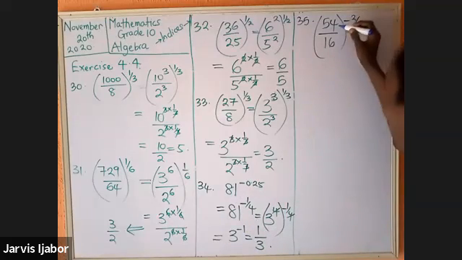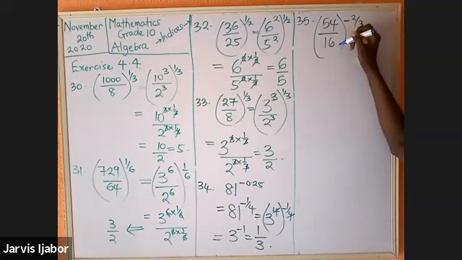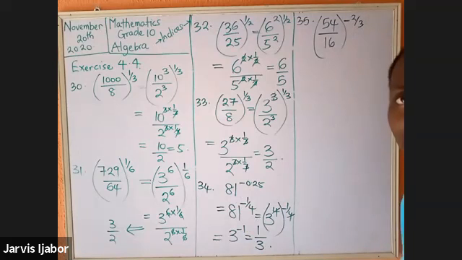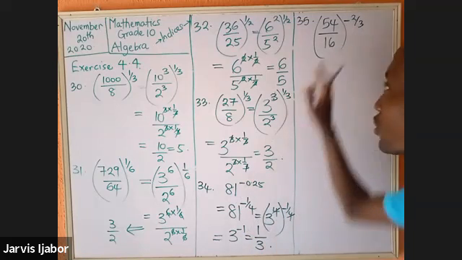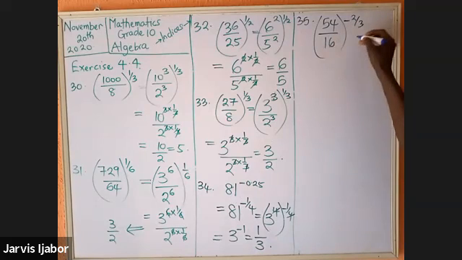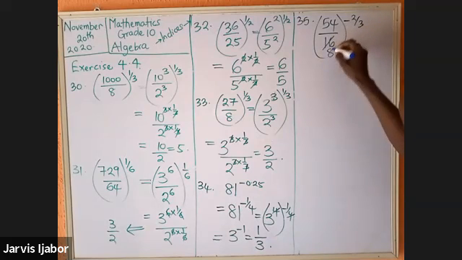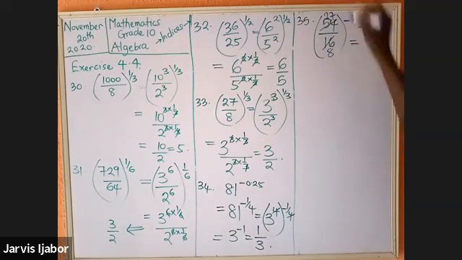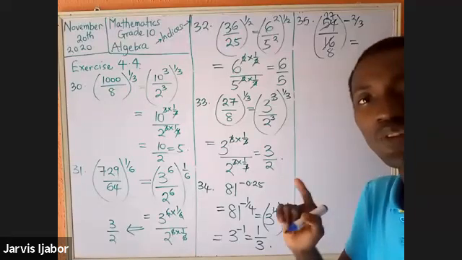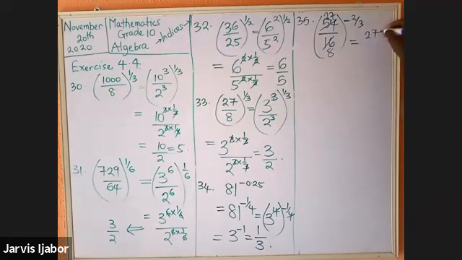Now, if you look at 54 and 16, they are both even numbers. And from your elementary knowledge of maths, you know that you can reduce to the lowest term. Is that not? So in this setup, reduce to the lowest term first. And that will give you 2 go here, 8. 2 go here, 27. So you have to be very observant when you're solving problems. And that will give you 27/8 all raised to the power of -2/3.